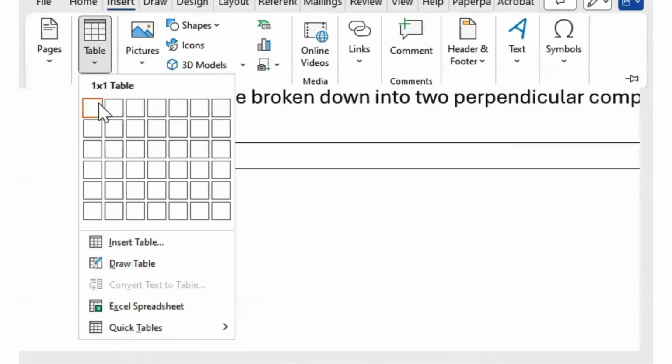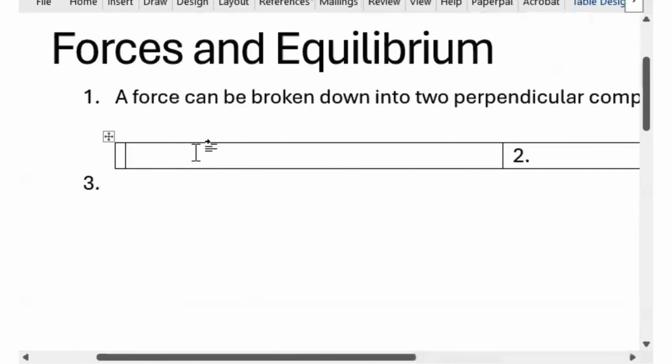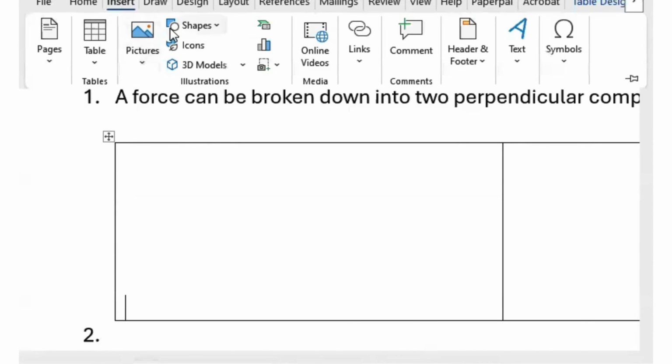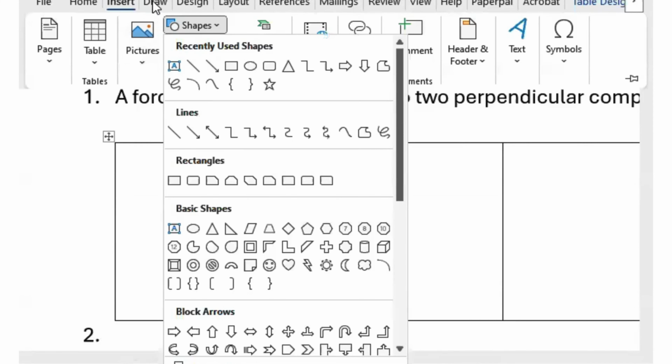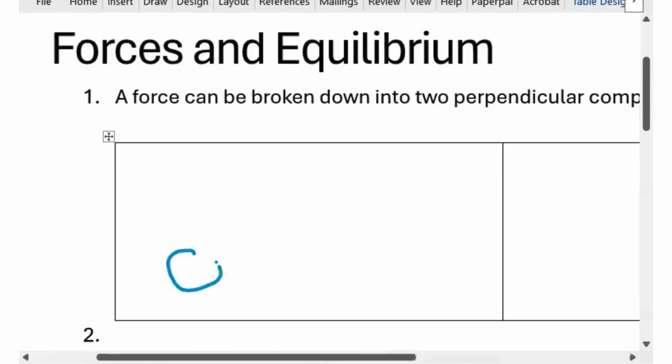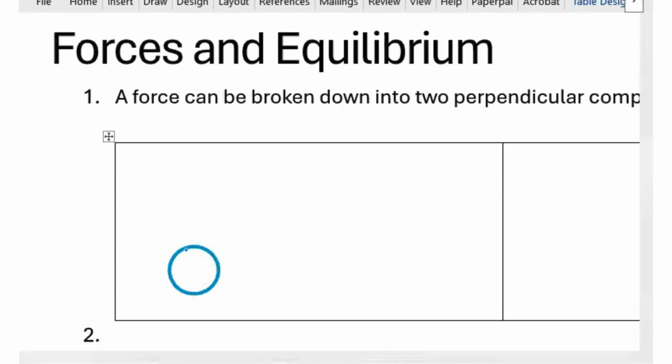That the two components that you are breaking the force down into are perpendicular to each other, which means they are at right angle to each other. So if I have a ball that I'm kicking, for example, and it is going in this direction, I've written here a force, but technically any vector can be broken down into two components, provided the components are perpendicular to each other.